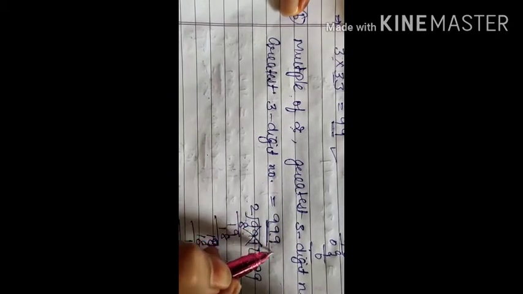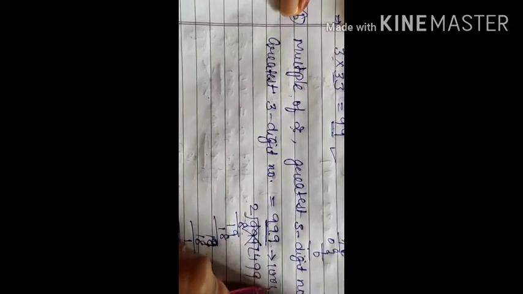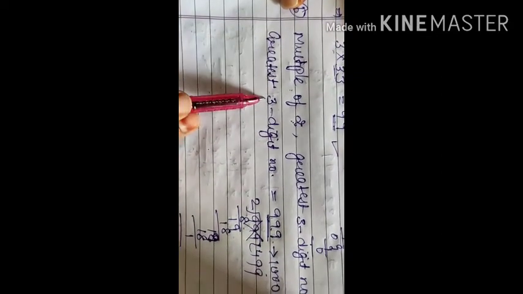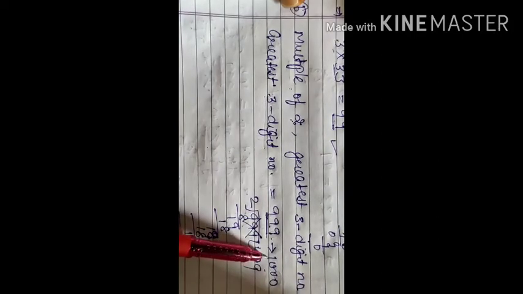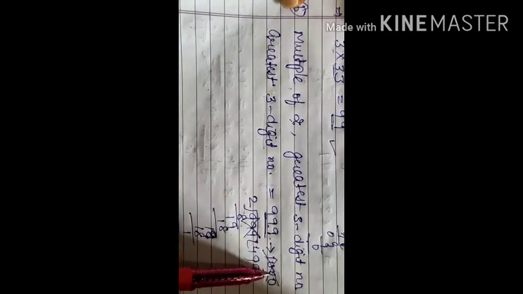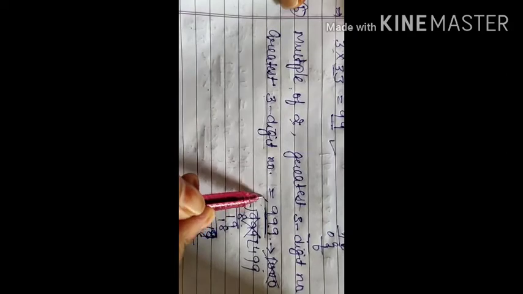After 999 we will get 1000. But we cannot take this number because we want only a 3-digit number. And you see here 1, 2, 3, 4. So this is a 4-digit number. That means we cannot take 1000. That means we cannot move forward. So what will we do? We will move in the backward direction.